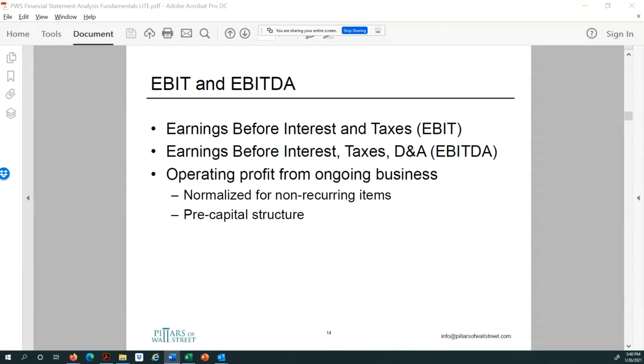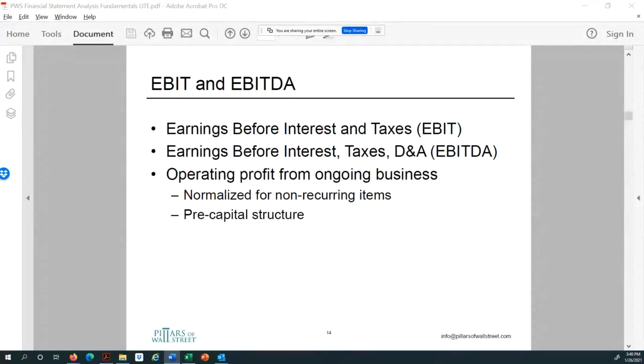So it's a non-GAAP metric. When we say GAAP, we mean the numbers the company gave us in their 10-K and 10-Q, basically. When we say non-GAAP, we mean adjusted figures we've come up with that take into account any non-recurring income or expenses. So EBIT is very similar to operating profit in that it's before interest and taxes, but it's been adjusted for any items which are not recurring in nature.